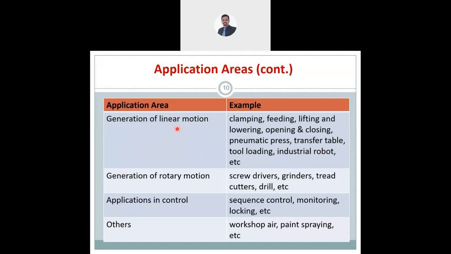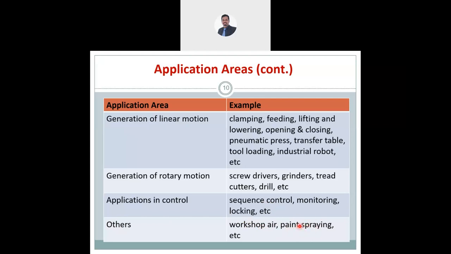So yang ni linear motion. Yang ni adalah rotary motion. Rotary maksudnya berputar. Okay, like screwdriver, grinder, thread cutter, drill. Application yang melibatkan yang ni lah. The application in control, sequence control, monitoring, locking. So if you have a few controls, so you perlukan satu control system, so you can manage. So sequential control maksudnya, after one sequence, you do another sequence. So the other step.